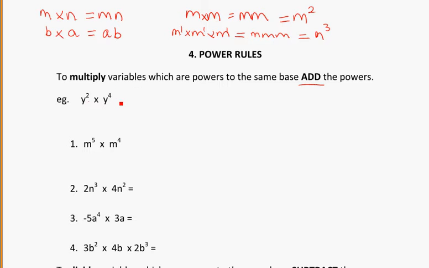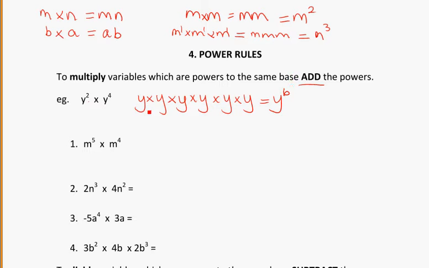For this example, y squared times y to the power of 4. Okay, what does y squared mean? It means it's y times y, times, what's y to the power of 4? Y times y times y times y. How many y's are multiplied by themselves? How many are there? 1, 2, 3, 4, 5, 6. And we have y to the power of 6.